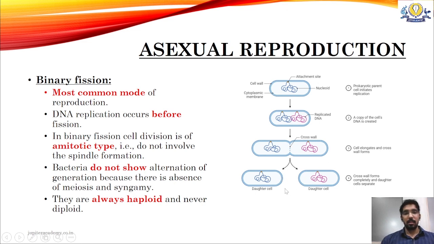So this is binary fission. An important point is that the cell division here is amitotic, meaning there is no formation of spindle fibers as seen in the general cell division of eukaryotic cells, like mitosis in a human cell. Here it is called amitotic because there is no spindle formation. Because of this, bacteria do not show any alternation of generation between haploid and diploid stages.